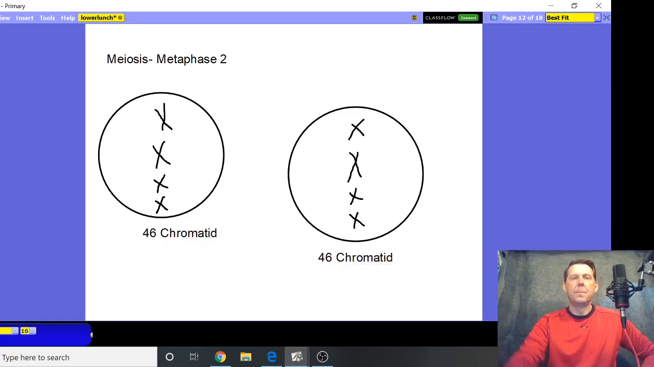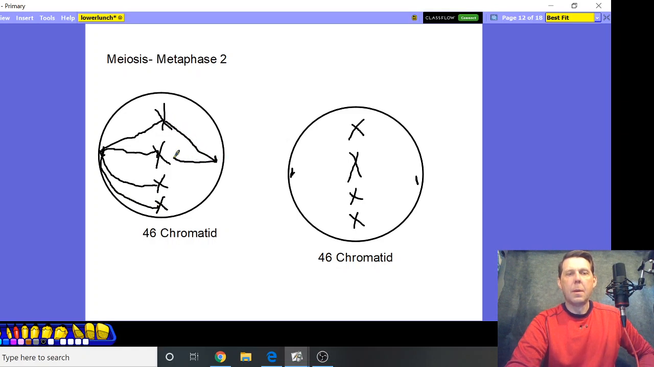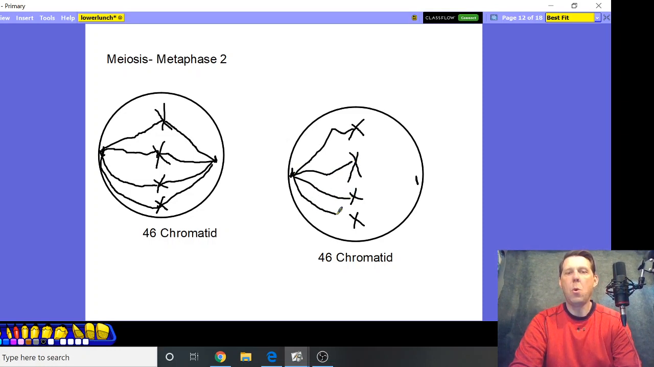All right, what am I missing here? Right, we have the centrioles, which are on the poles, and they should be attaching to the centromeres. And hopefully you see where this is going now, coming up for anaphase. These are attaching to each one of them. Each spindle fiber is attaching to a centromere. It's essential that the correct number of chromosomes go to each pole.